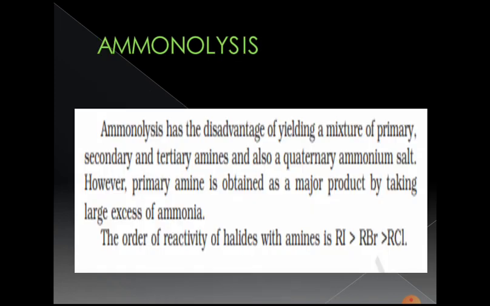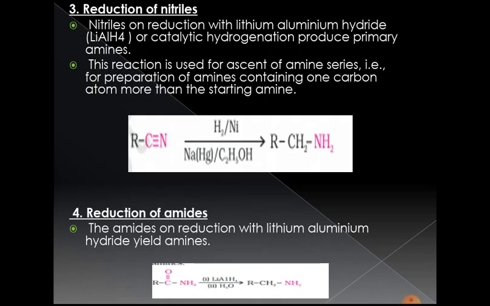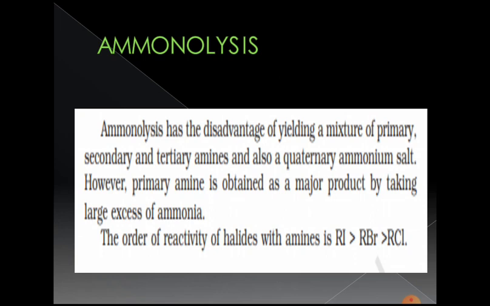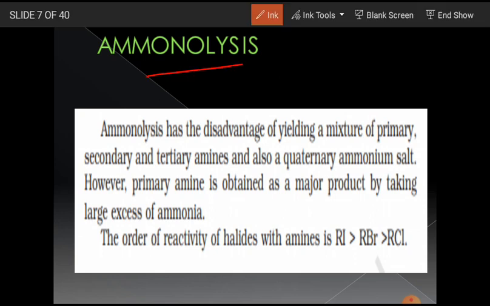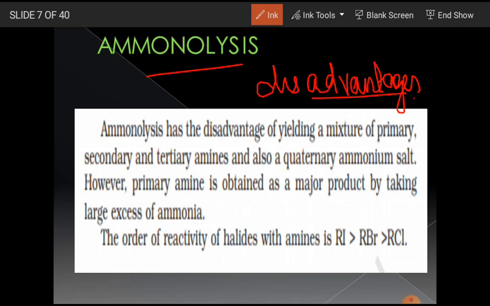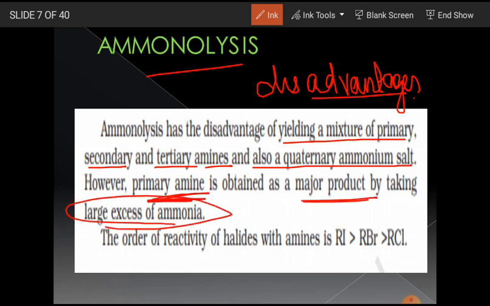These are the disadvantages of ammonolysis. Now when we talk about the disadvantages of ammonolysis, it has the disadvantage of yielding a mixture of primary, secondary and tertiary amines and also quaternary ammonium salts. Okay, but the merit is that we are getting primary amine as the major product if we take a large excess of ammonia.